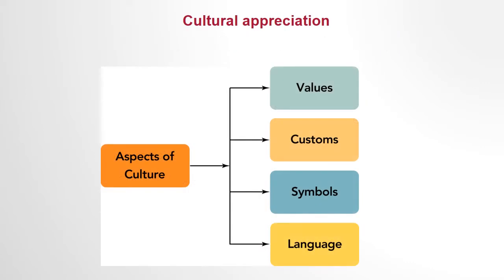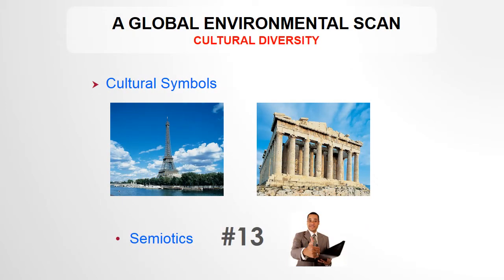All right, so the idea behind the cultural aspects includes what their values are in their particular country, what their customs might be, symbols that they might use, and their language. So to decide whether or not to go into a country, we need to have an appreciation of the aspects of their culture compared to our culture. An example might be cultural symbols, of course, the Eiffel Tower for France and the Parthenon for Greece. But there's also semiotic culture factors. Like, for instance, the number 13 is considered to be an unlucky number in the U.S. That might not be the case in other countries.